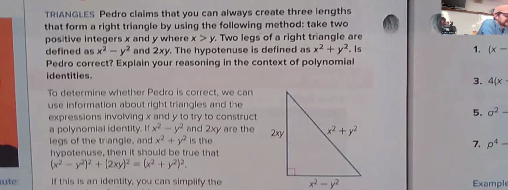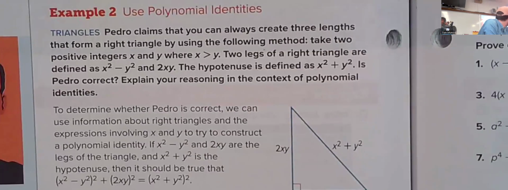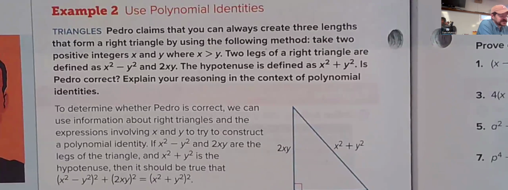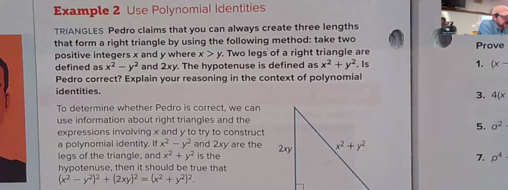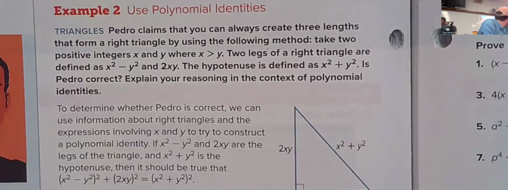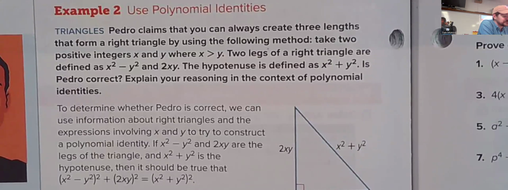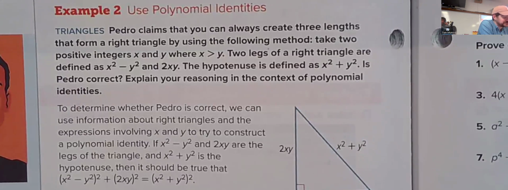Is Pedro correct? Explain your reasoning in the context of polynomial identities. So what do you know about the relationship between the lengths of the sides in a right triangle? Anybody remember? What's equal?